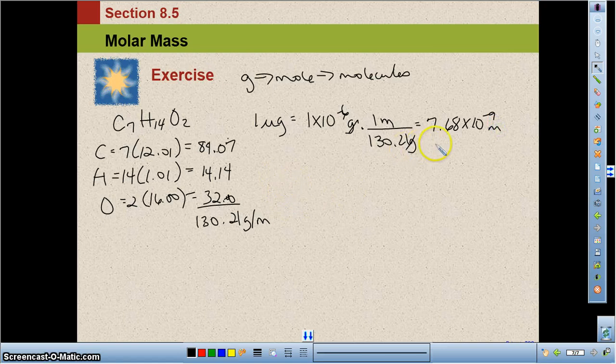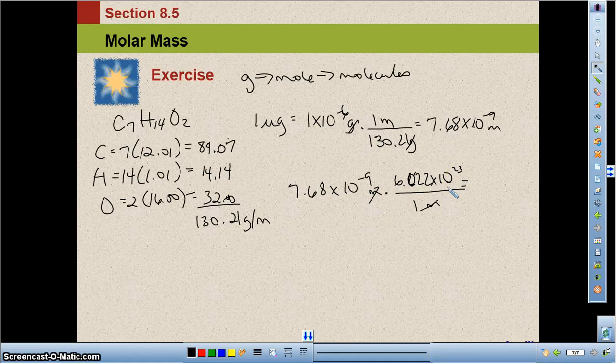And it also wants to know the number of molecules. So we're going to take 7.68 times 10 to the negative 9th moles, and we're going to change that to molecules. So we know that the conversion is 6.022 times 10 to the 23rd molecules per 1 mole. We can cancel those out.